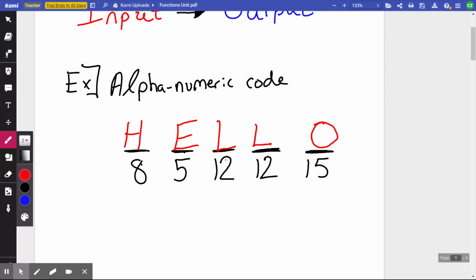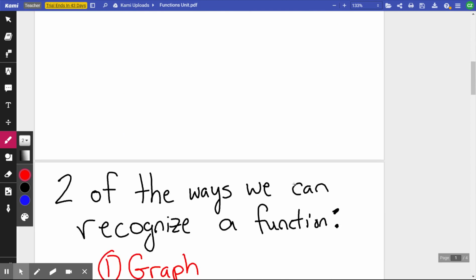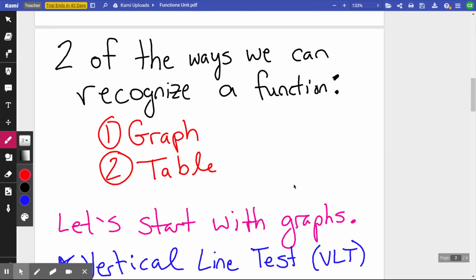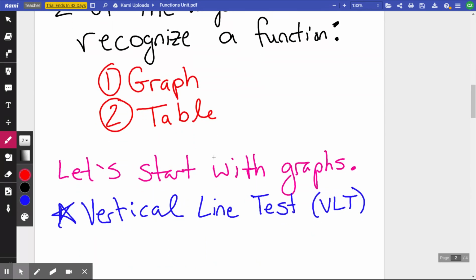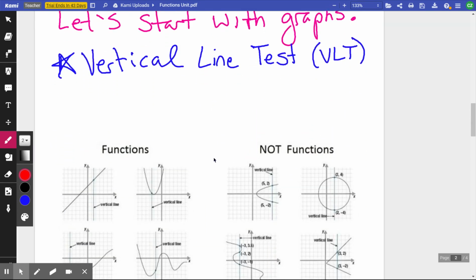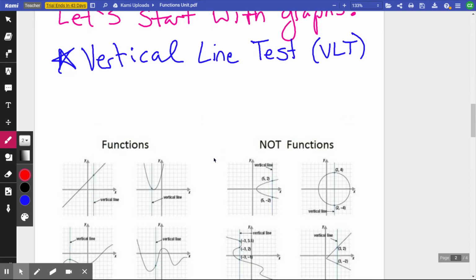If I were to input the same number and get two different answers or two different outputs, that would not be a function. So what we're going to do today, as far as math goes, is see two ways that we can recognize a function. Of course, there are others, but these are going to be the two main ones. We have a graph and we have a table. We're going to start with recognizing a function in a graph. So how do we recognize a function in a graph? Well, we do something called the vertical line test.